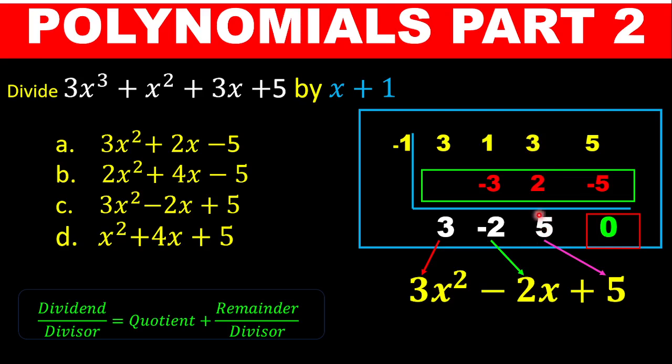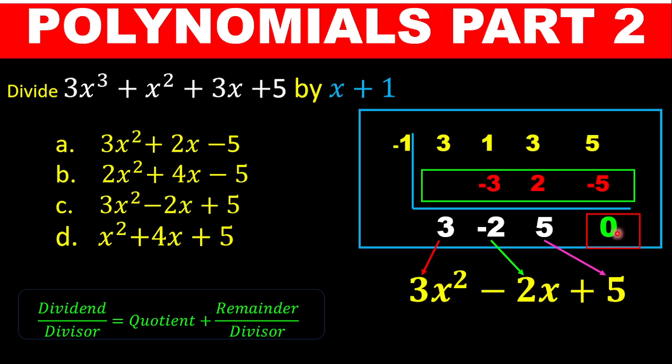And then this one is down, so you multiply minus 1 by this 5. We are getting negative 5. So we have it here. And then you add these two numbers, we are getting 0. Now, if you watch part 1, you will understand that the last number here is always the remainder. What does this mean? It means when x plus 1 divides this function, the remainder is going to be 0. Okay, so what is the actual answer?